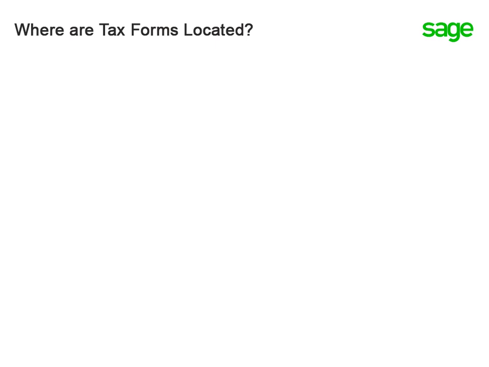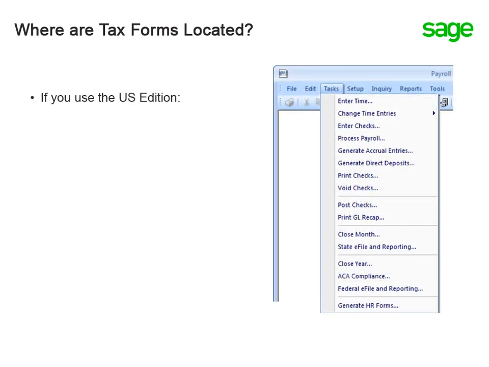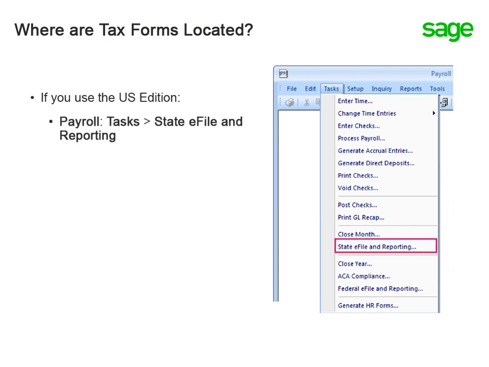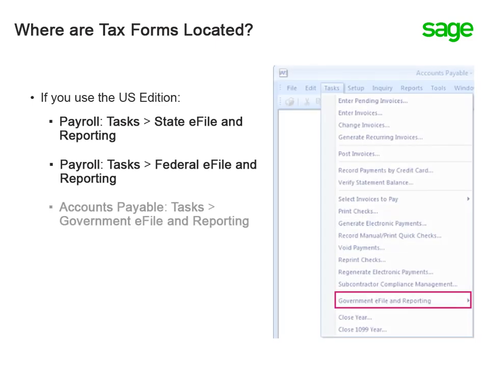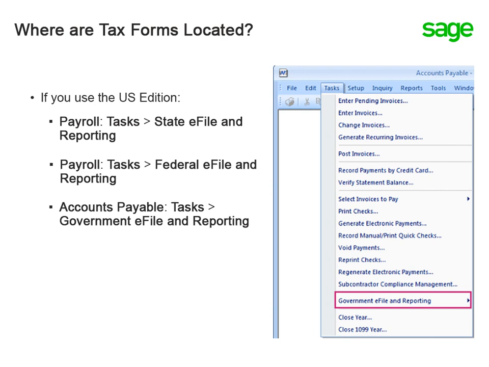Where you go to access these tax forms depends upon which forms you are looking for. In the U.S. edition of the software, you can find your state quarterly forms and state new hire reports in Payroll under Tasks, State eFile and Reporting. All federal payroll forms, such as the Form 941 or W-2 forms, can be found under Tasks, Federal eFile and Reporting. In Accounts Payable, you can access your 1099 forms by going to Tasks, Government eFile and Reporting.